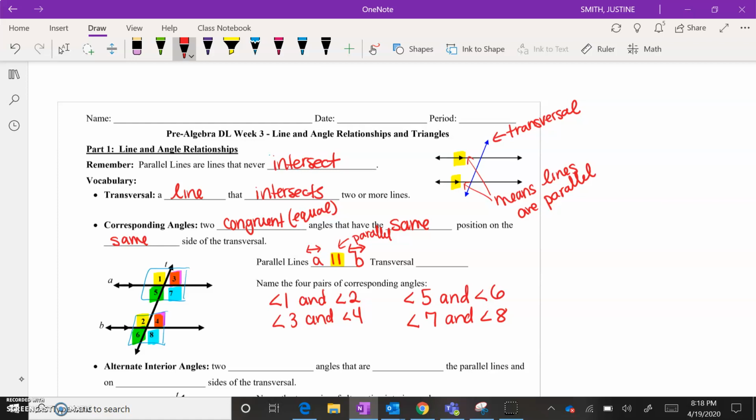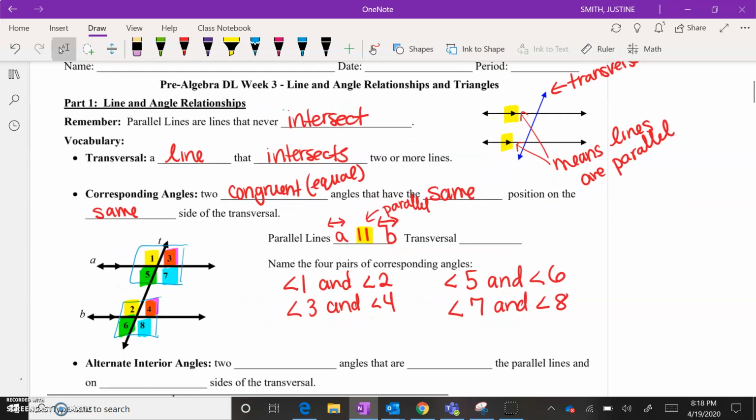So again, a lot of little details here when you're trying to write things and use the correct notation. Okay, and then the transversal doesn't really have too much notation. You do have to say line T, right? So we know that that's a line. Okay, so line T here is our transversal. Okay, so again, line A is parallel to line B.